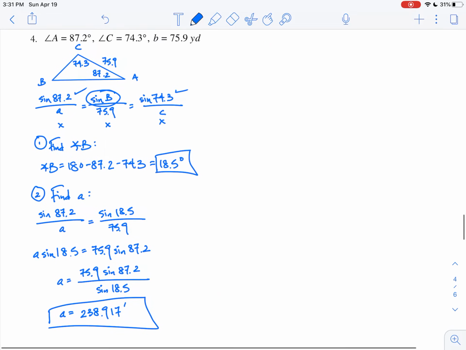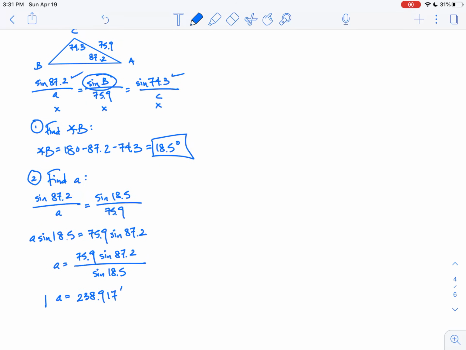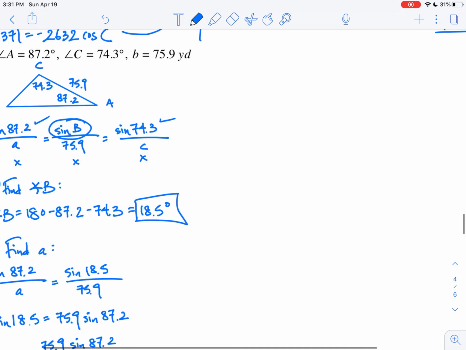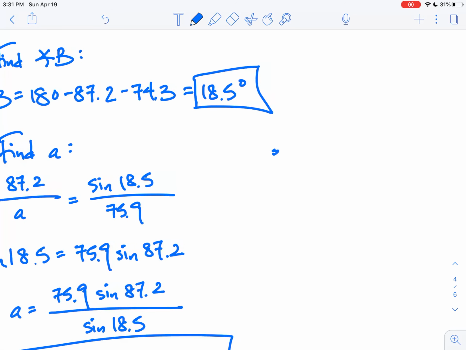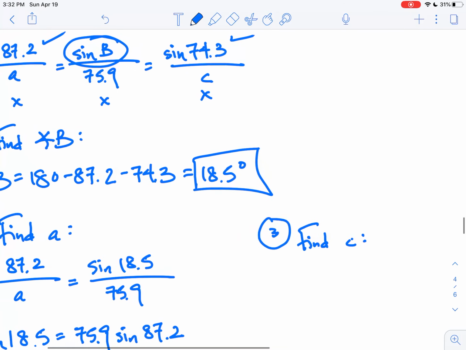All right, so I found little a. It's actually not feet, that's my bad. It is yards, so you want to make sure your units are correct there. All right, so we found angle B, we found little a. Now our last thing is to find the last side. So number 3, let's find little c.